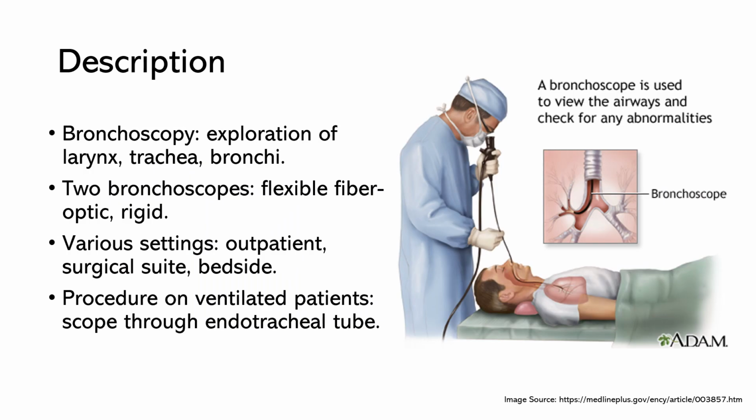Let's get down to the nitty-gritty of what a bronchoscopy is all about. It's going to give us a way to explore the larynx, the trachea, and the bronchi. The bronchoscope can come in two forms: a flexible fiber optic bronchoscope or a rigid bronchoscope. Each has its purpose and usage, but today let's think about them as just a way to get to where we need to go. Now, the bronchoscopy can be done in various settings.